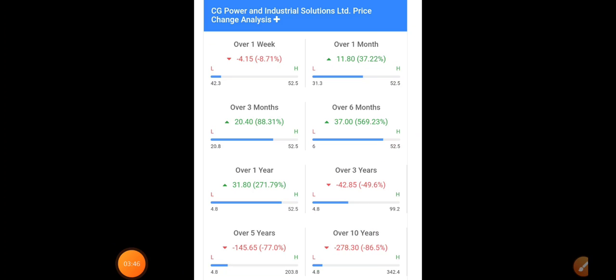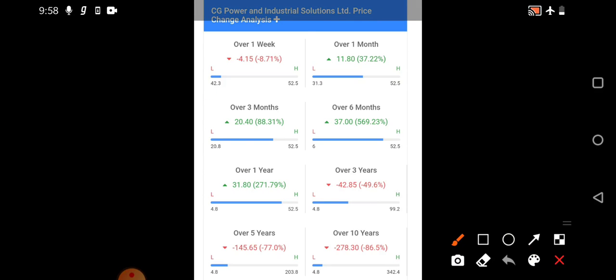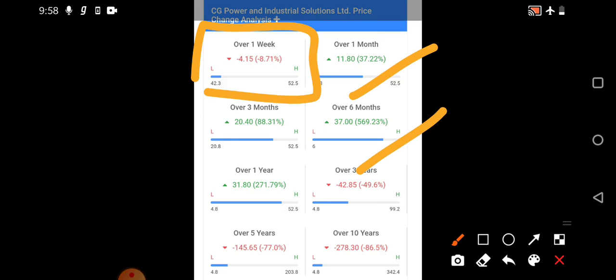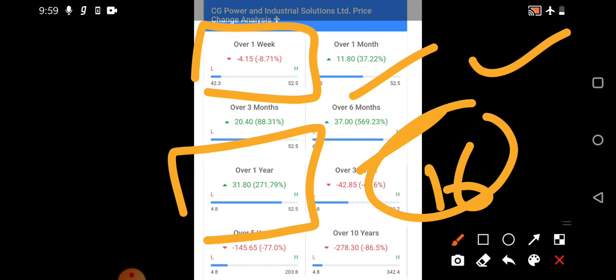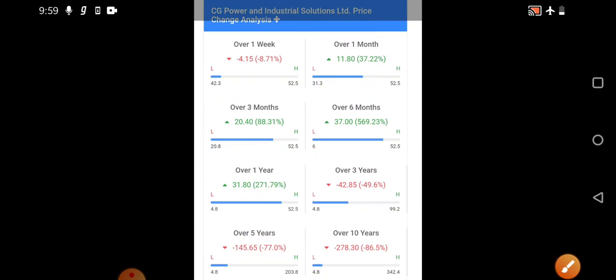Also, if you see the returns that it has reported in a short span of time, in 1 week a completely negative trend was there. So that is what we discussed at the beginning of the week. In 1 month you can see 37.22, 3 months 88.31, 6 months 569, and 1 year 271. So we were discussing CG Power from the 16 rupees level. From the 16 rupees level I have continuously updated all the levels, also quarter results, whatever stake addition, whatever changes happened, everything I have updated.